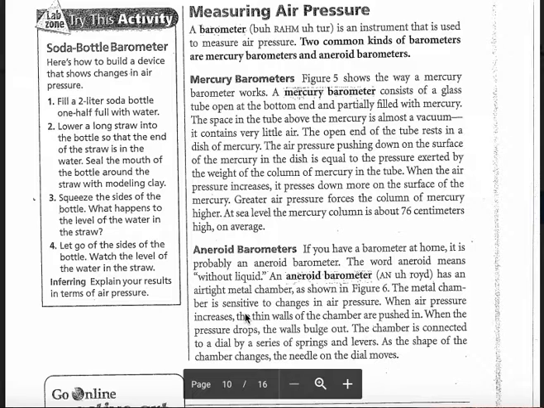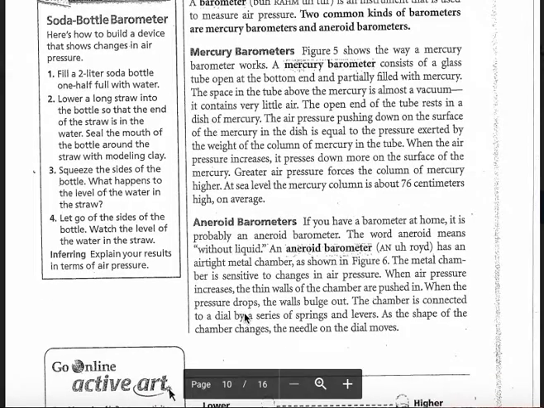The open end of the tube rests in a dish of mercury. The air pressure pushing down on the surface of the mercury in the dish is equal to the pressure exerted by the weight of the column of mercury in the tube. When the air pressure increases, it presses down more on the surface of the mercury. Greater air pressure forces the column of mercury up higher. At sea level, the mercury column is about 76 centimeters high on average.